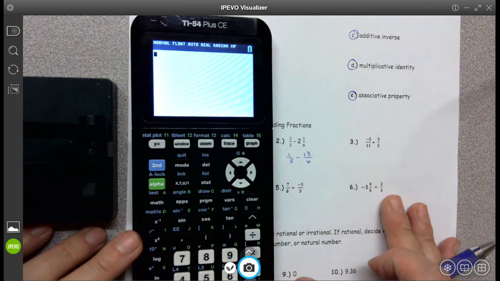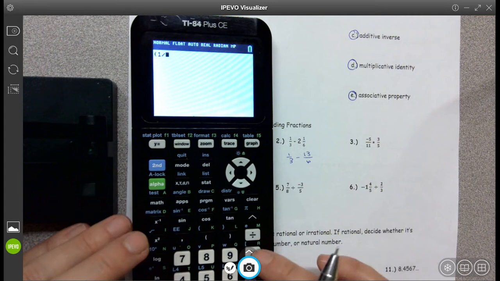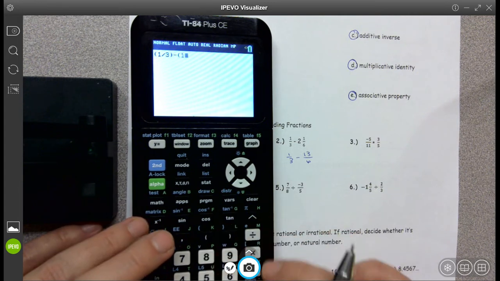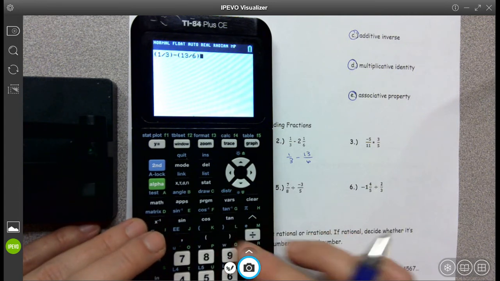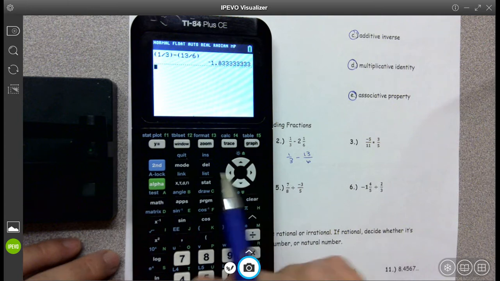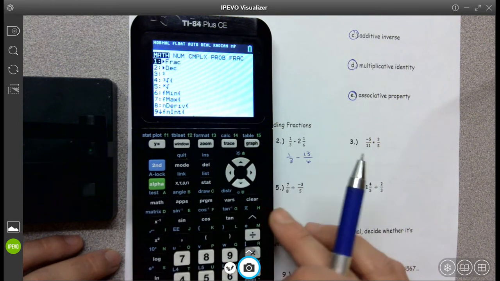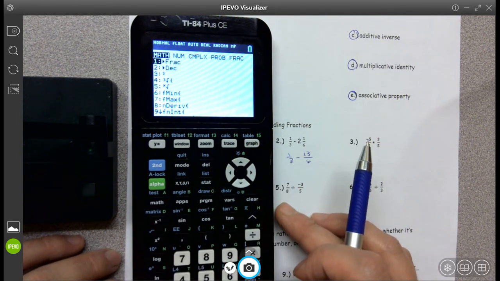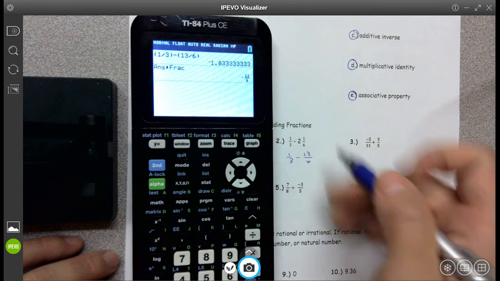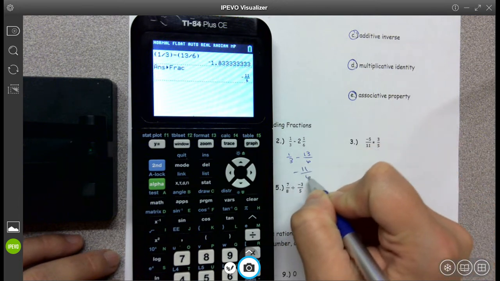somebody graffitied on that, not happy. Okay, open parentheses 1 divided by 3, close parentheses, minus 13 divided by 6, close parentheses, enter. I don't like this decimal. I'm going to hit the math button. If fraction is highlighted, hit enter, enter. So it's negative 11 over 6.